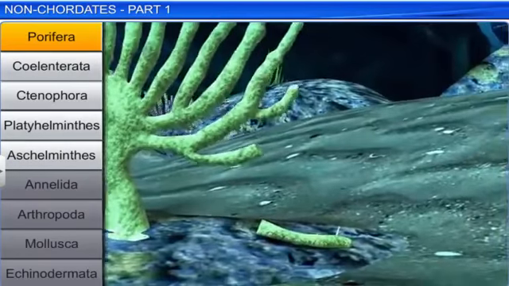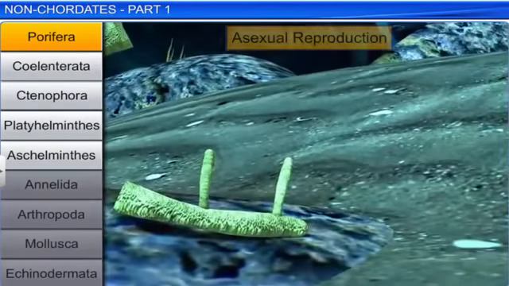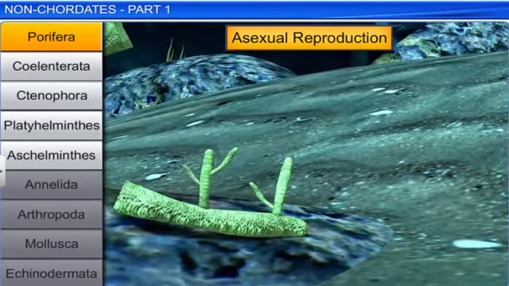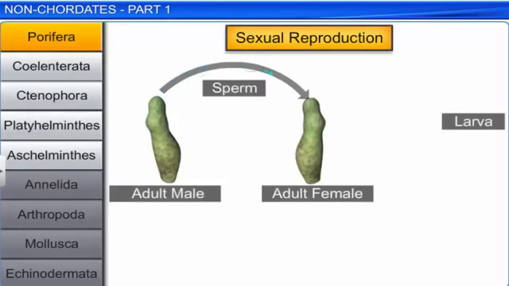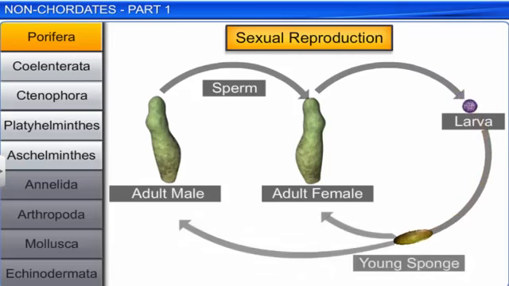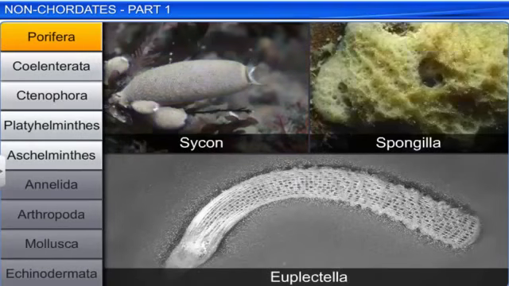Sponges are hermaphrodite, and they reproduce asexually by fragmentation as well as sexually by formation of gametes. In sponges, fertilization is internal with indirect development. Sycon, Spongilla, and Euplectella are some common examples of sponges.